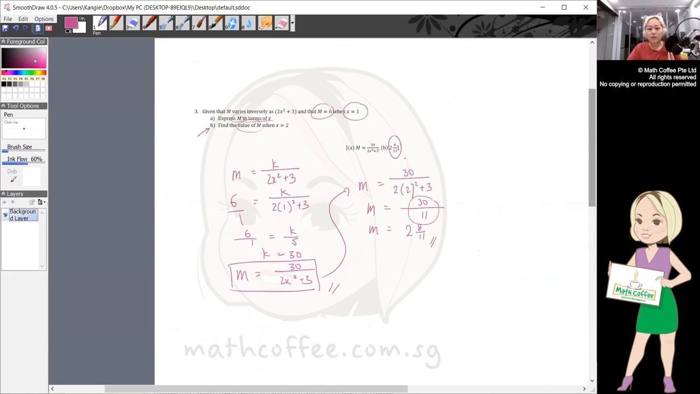This is pretty straightforward. This question 3 will be an easier one. It's just that I put this in because most of the time you always see things like m equals k over x. Those kinds of simple questions, right? Now it's like, oh, m varies inversely with an expression. The way of doing it is the same, okay? So that's for question 3.